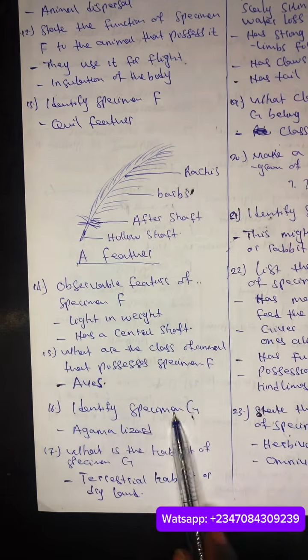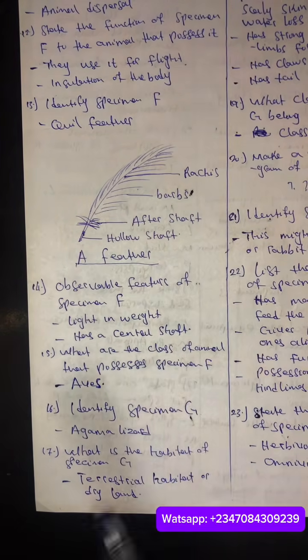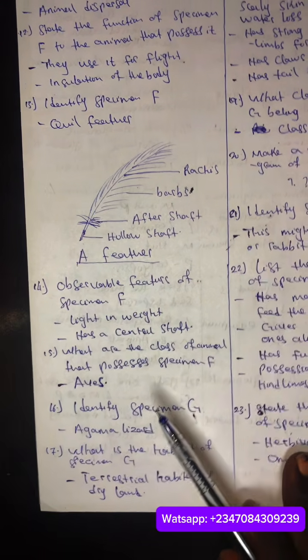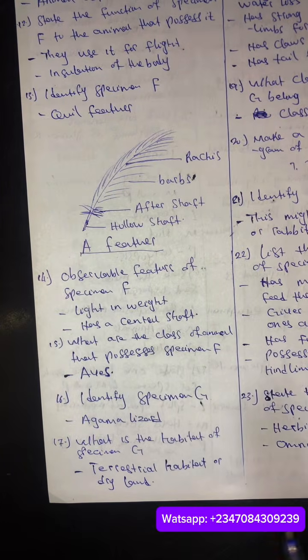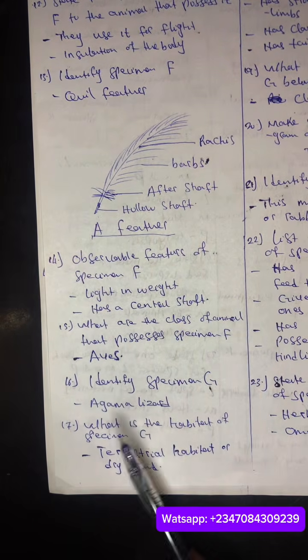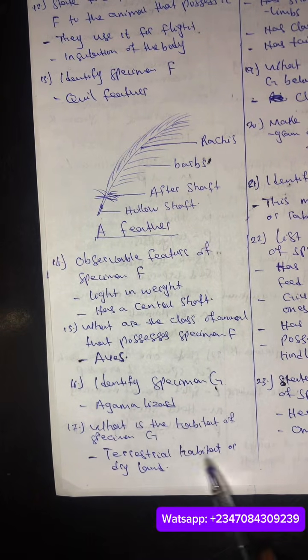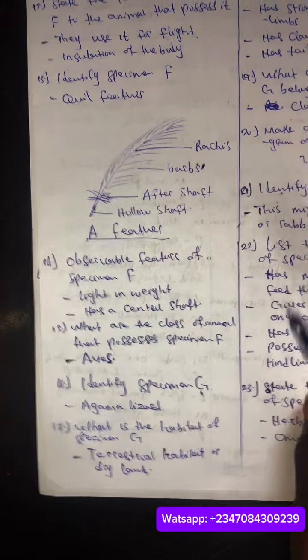Number 16, identify specimen G. Specimen G, which when you see it is an agama lizard, according to the name that has been given. But WAEC will ask you what kind of specimen this is, or what's the name of the specimen, or the name of the diagram above, because they won't give you the actual specimen. You're not going to tell them it's an agama because they didn't tell you the name initially and the real image is not given. So there's a way to answer that. Check some of my previous videos, you'll see it there. The next one is, what is the habitat of specimen G? Of course, it is terrestrial habitat, or you say dry land.